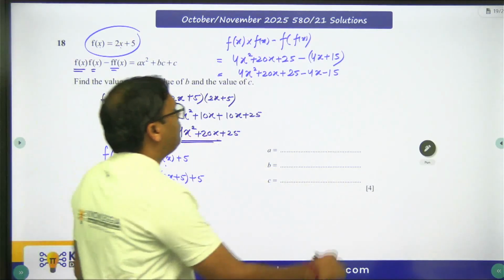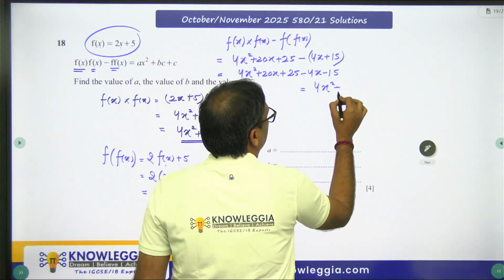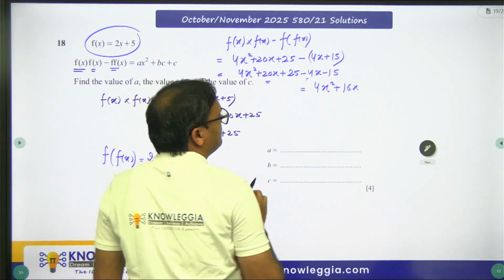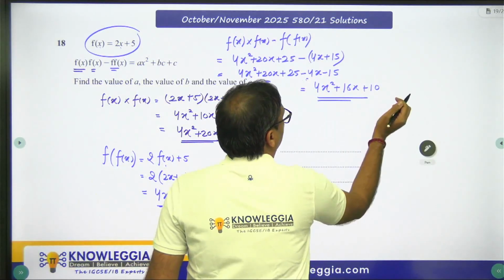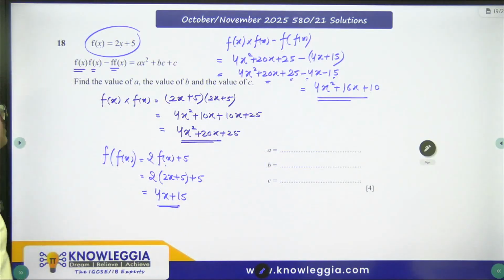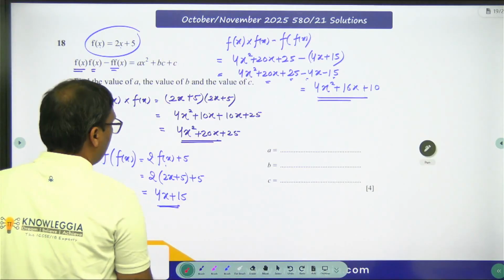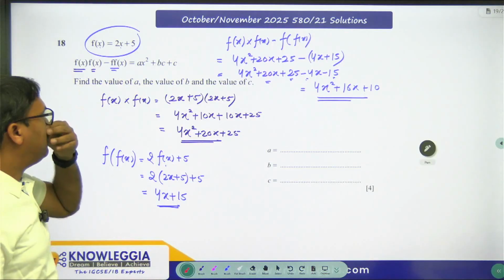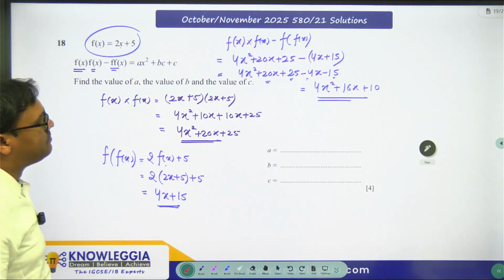Correct? So now you see, if I simplify this, this is 4x square plus 16x. You can see 20x minus 4x is 16x, and this is plus 10, 25 minus 15. So this is how we simplify this. Now, the question is, find the value of a. This is ax square plus bx plus c.